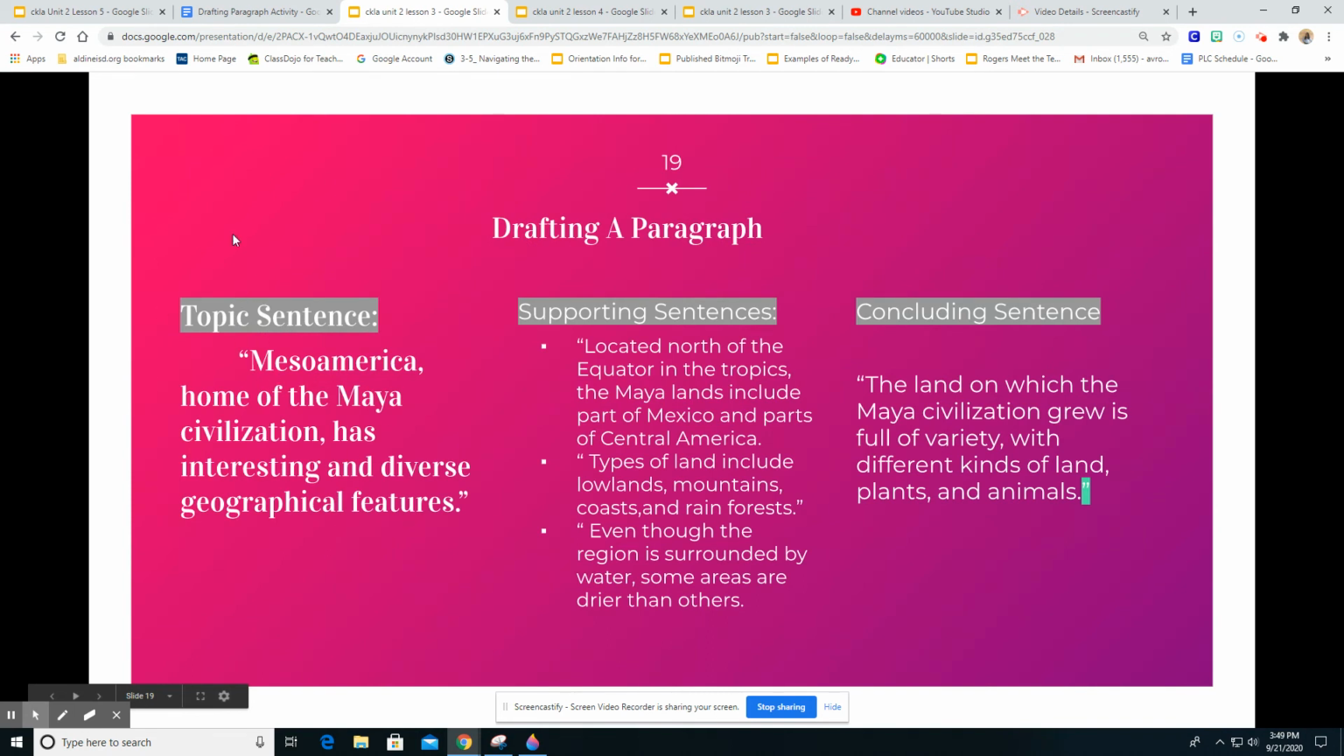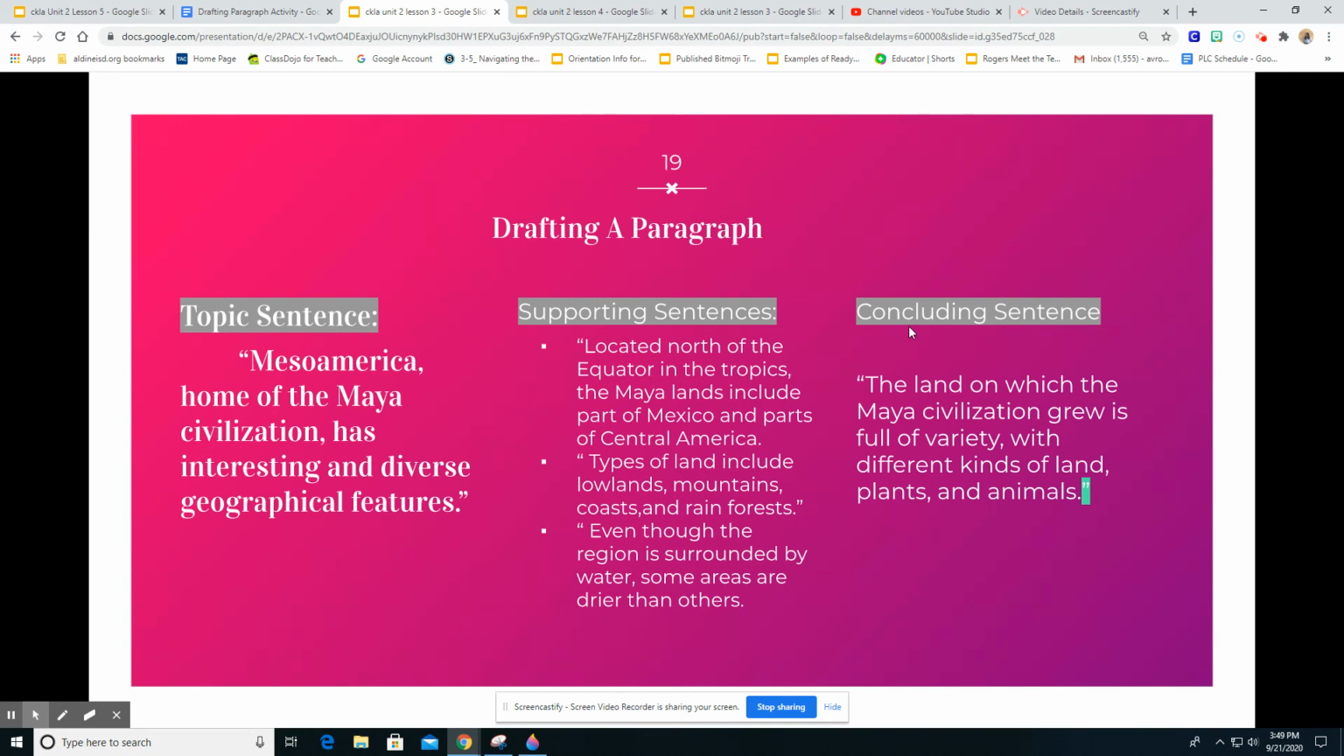Now, after I identified the text, paraphrased, and wrote my planning notes, I began to draft my paragraph. My topic sentence says, Mesoamerica, home of the Maya civilizations, has interesting and diverse geographical features. The two or three supporting sentences are: located north of the equator in the tropics. The Maya lands include part of Mexico and parts of Central America. Types of land include lowlands, mountains, coast, and rainforest. Even though the region is surrounded by water, some areas are drier than others.